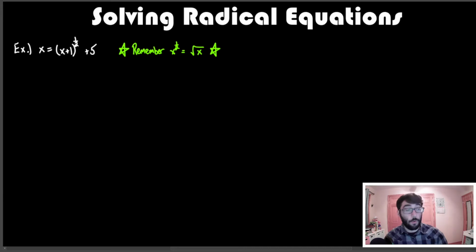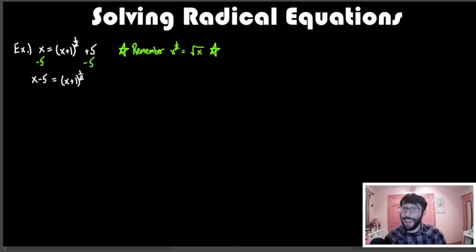Okay, so we're still dealing with a square root. So if you want, you can rewrite this as x equals the square root of x plus 1, plus 5, or you can just leave it like this. It's entirely up to you. So our first step, remember, is to isolate the radical. So I'm trying to isolate x plus 1 raised to the 1/2 power. In order to do that, I need to subtract 5 from each side. So I get x minus 5 is equal to the quantity x plus 1 raised to the 1/2 power. And remember, that's a square root.